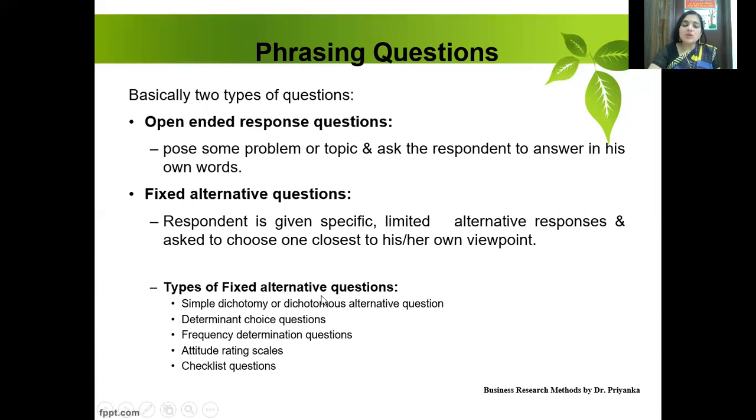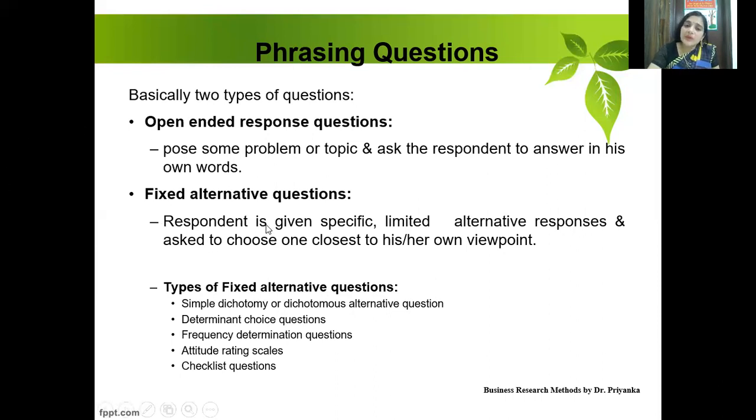Then types of fixed alternative questions. Open-ended means an open-ended question. There are no other types. There are no further types for open-ended questions, because you have just structured a question and left it like that to get the answer, right?